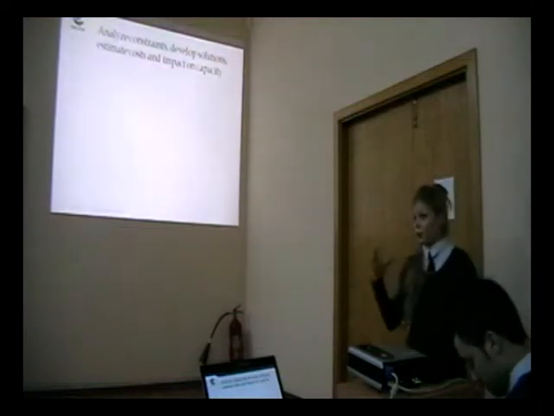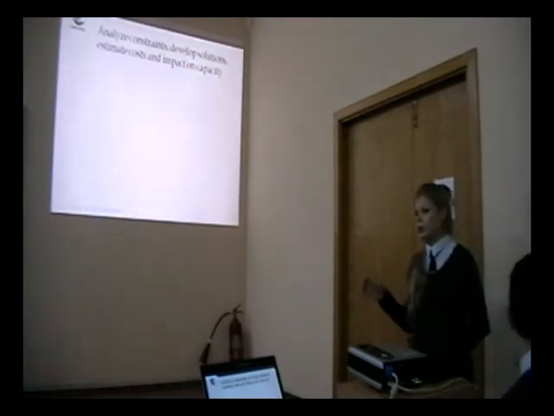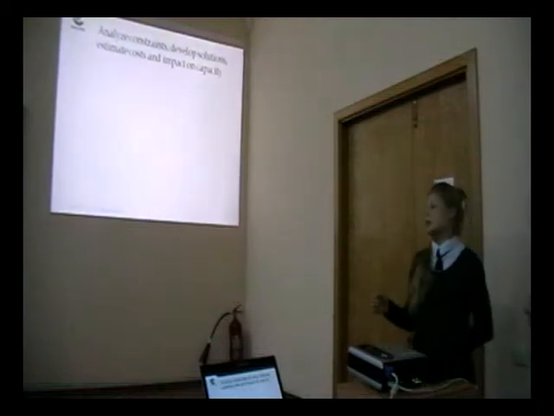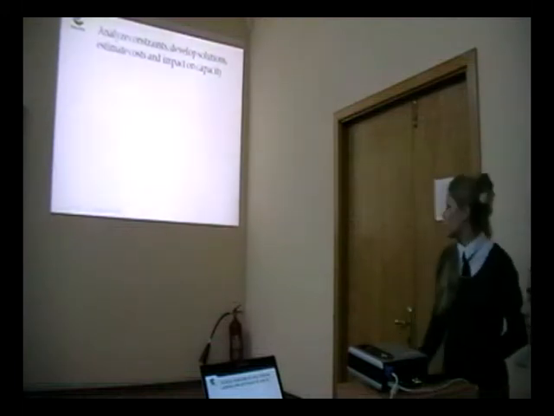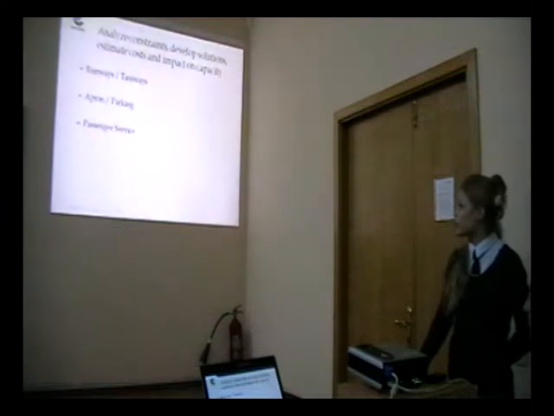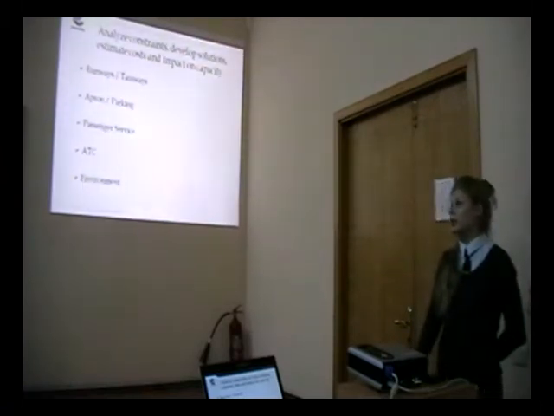To increase capacity in Boryspil Airport, first of all, it was necessary to analyze what the constraints to capacity growth are. And all of them were put in 5 main groups. The first one is runways and taxiways, then apron and parking, passenger service, and traffic control and environment. For each of the problems in all groups, I proposed some remedial actions.